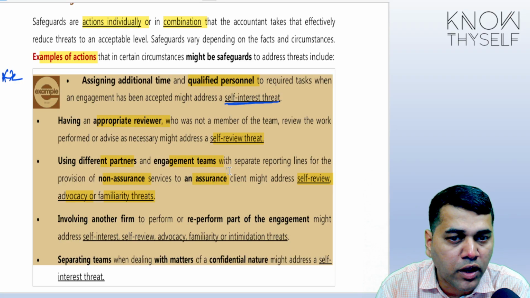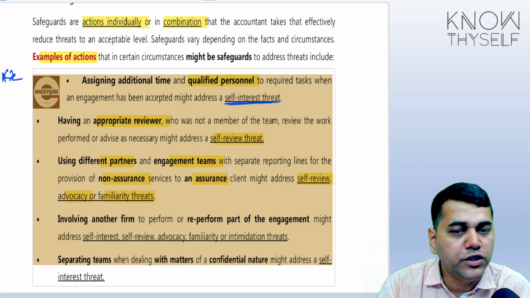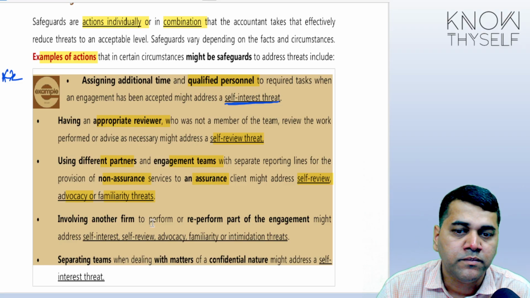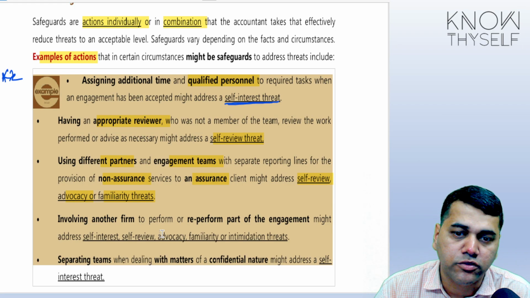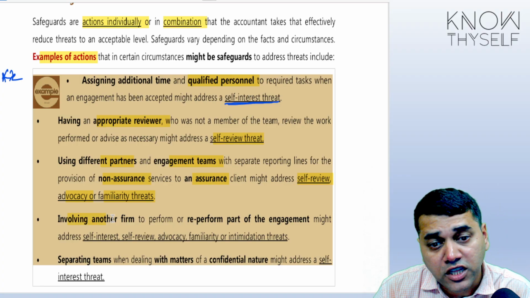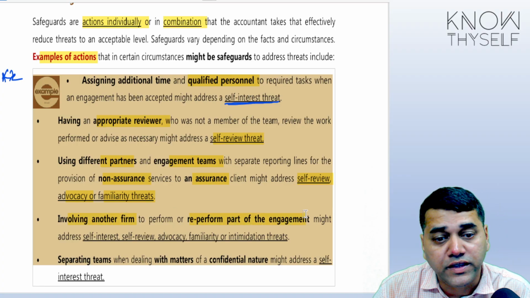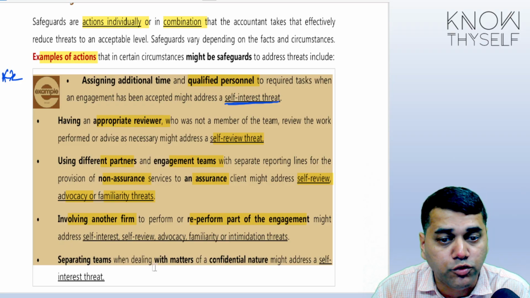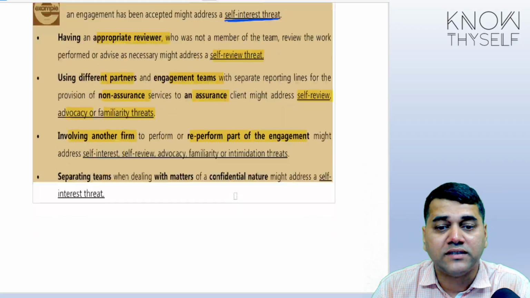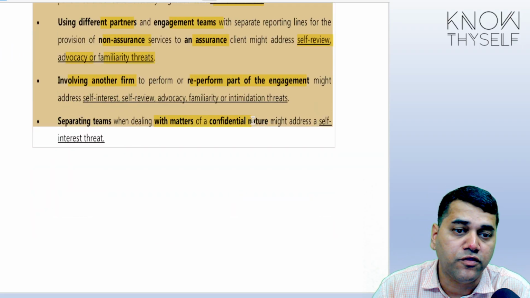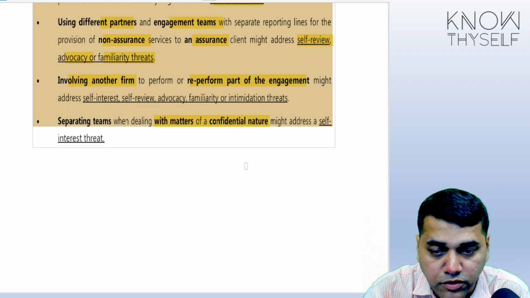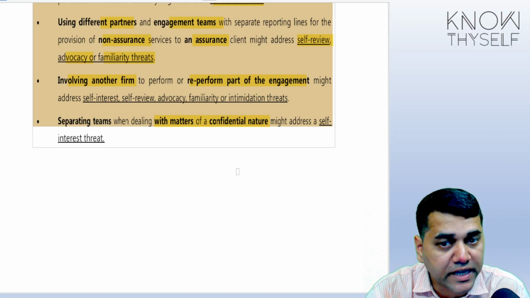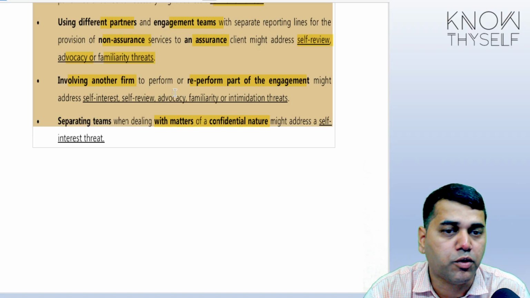Since you have two different teams for assurance and non-assurance, your self-review is gone, advocacy is gone, familiarity is gone. Involve another audit firm to perform part of the engagement, so that self-interest or self-review threats are also gone. And separate the teams dealing with matters of a confidential nature. That means if there is any confidential information through which somebody can gain a benefit, have proper teams in the picture.